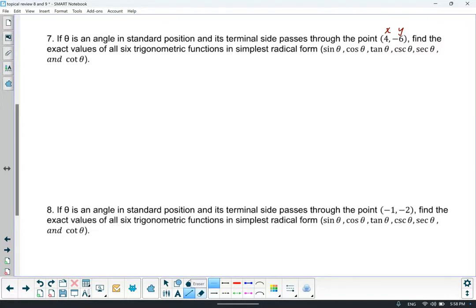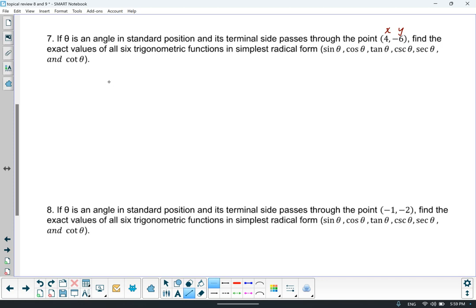In this video, I'm going to go over a couple more problems from the Topical Review Worksheet 8 on Basic Trigonometry. So I'm told on number 7 that an angle is drawn in standard position and its terminal side passes through the point (4, -6). So the x-coordinate's 4 and the y-coordinate's -6. Find the exact value of all 6 trig functions in simplest radical form.